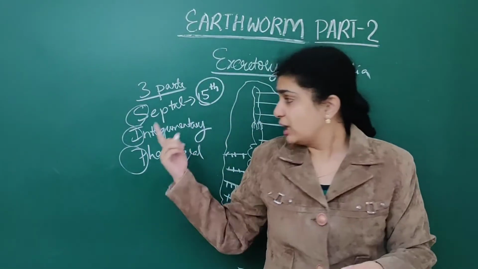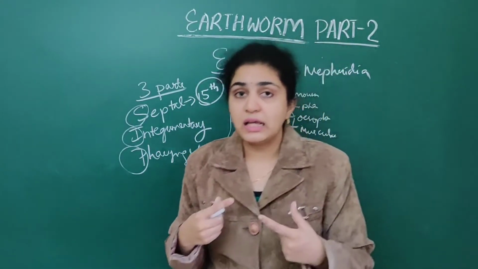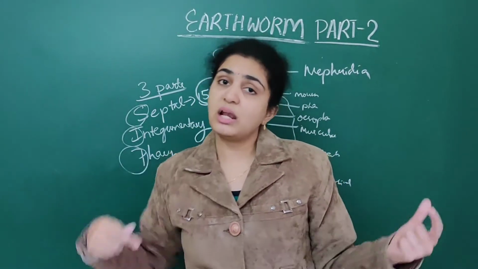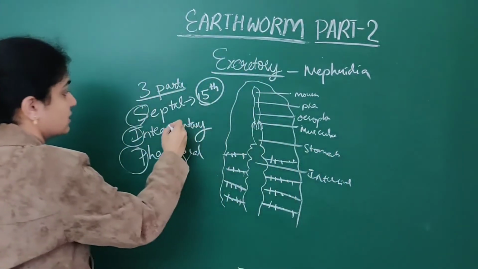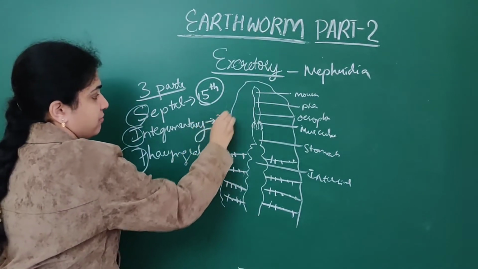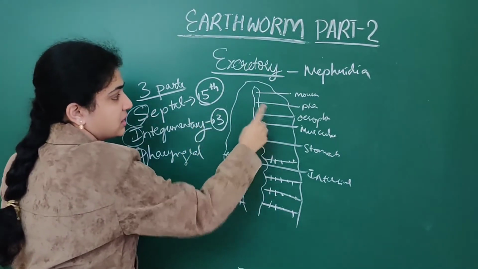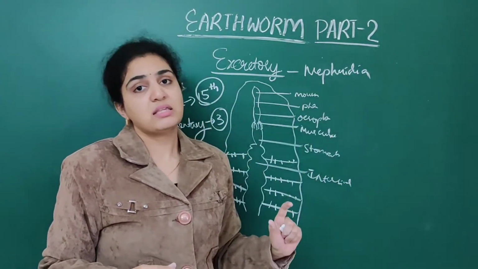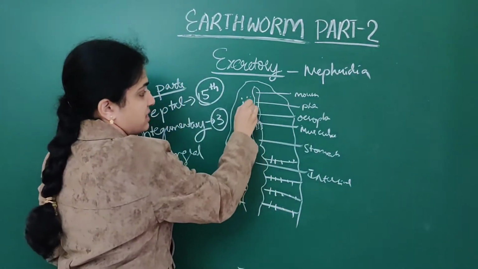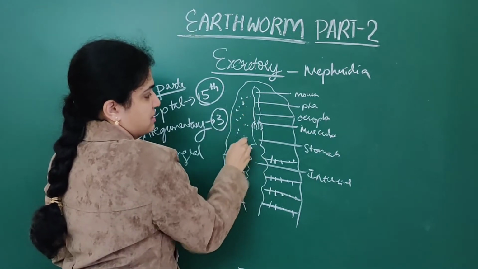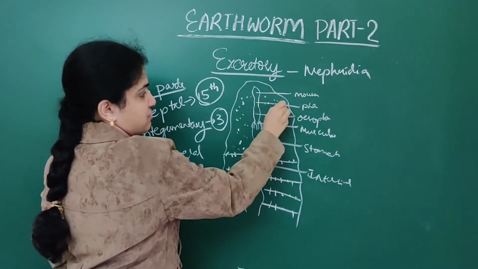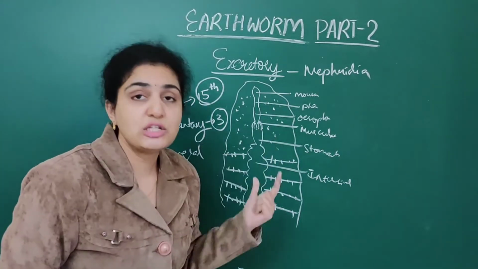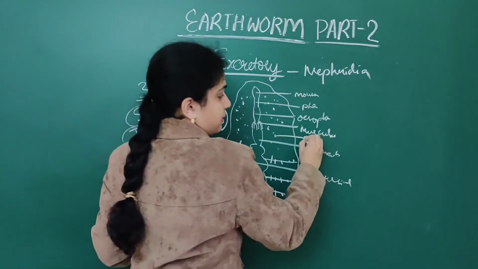Next, integumentary nephridia. Integumentary nephridia will extend from the 3rd segment to the last segment. 3rd means what is present? From the mouth only it will extend. Numerous integumentary nephridia are present here. They will extend over the full body from the 3rd segment. These all are integumentary nephridia.